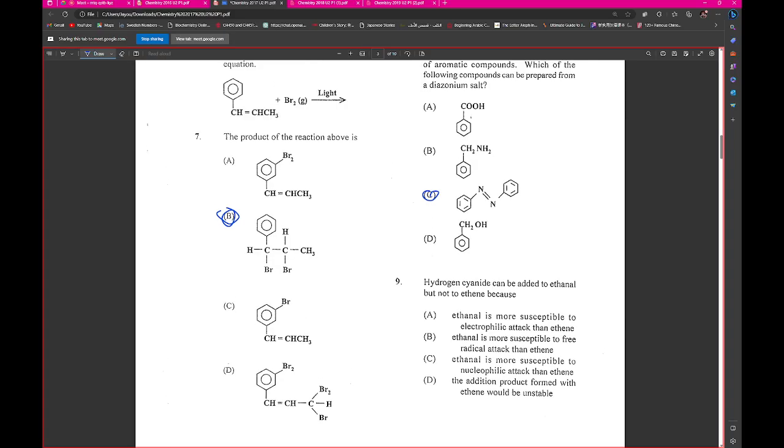Hydrogen cyanide can be added to ethanal, but not to ethene because? E, as in? Cat. Okay. Alright, so ethanal is more susceptible to nucleophilic attack than ethene. And we would know this why, right?